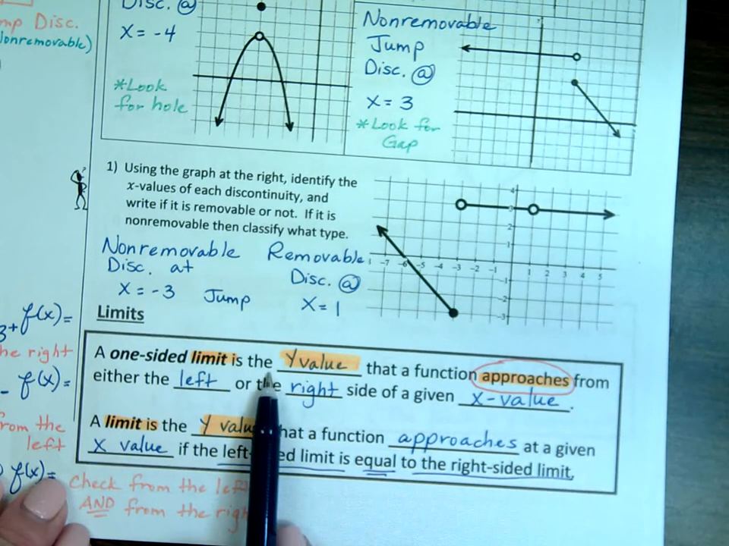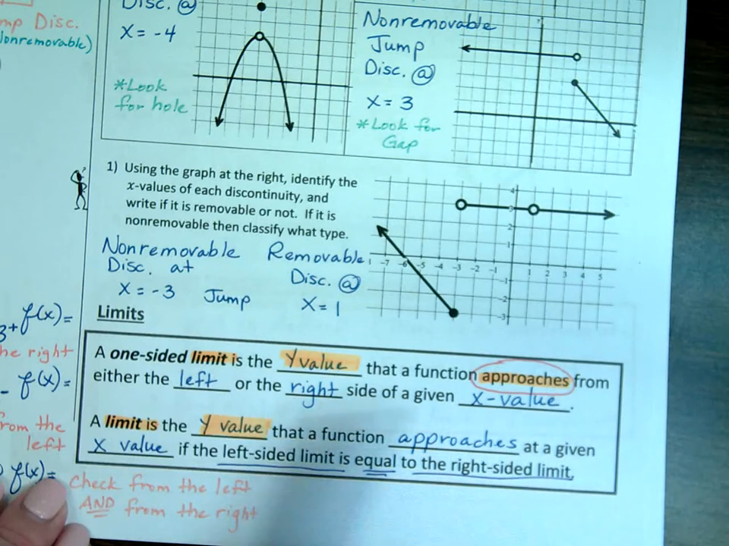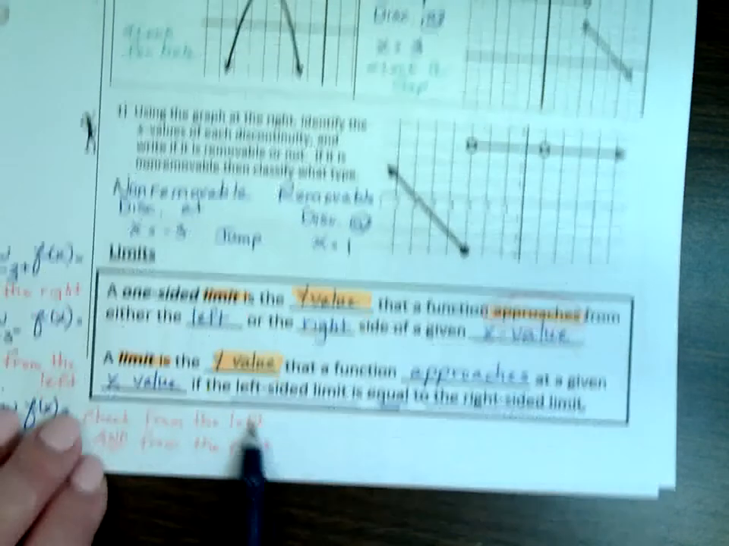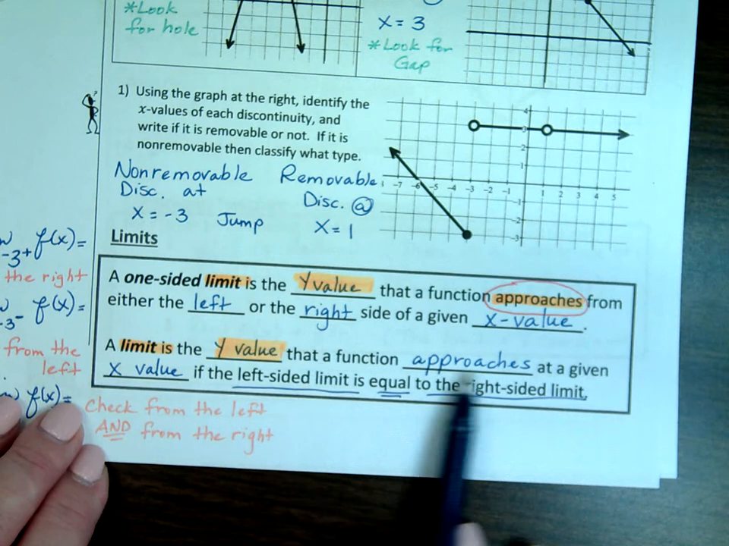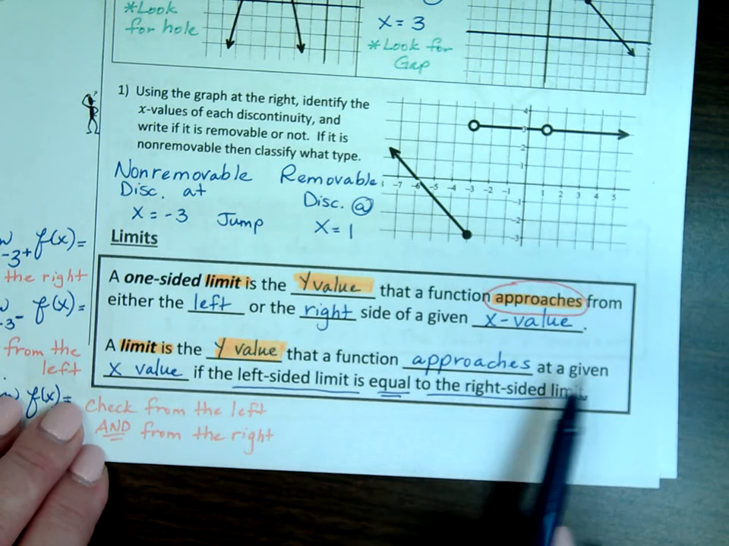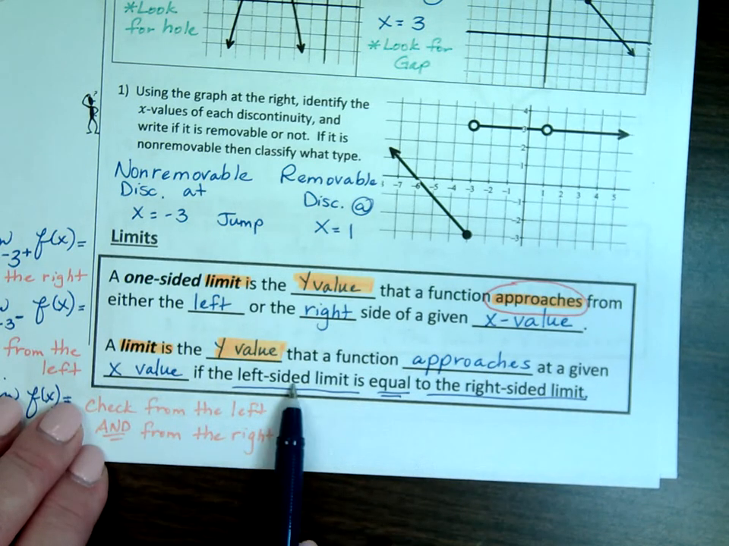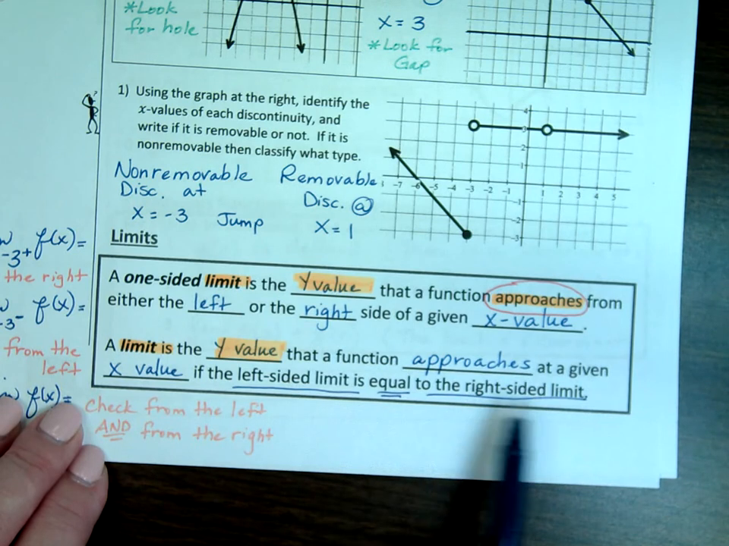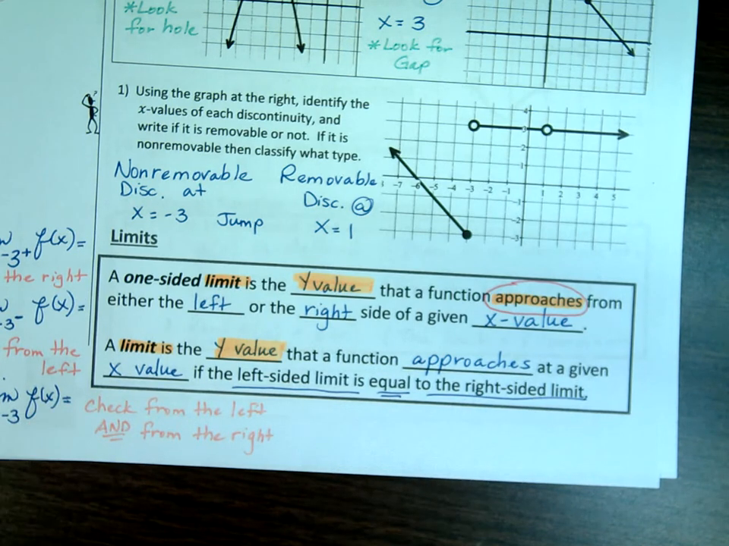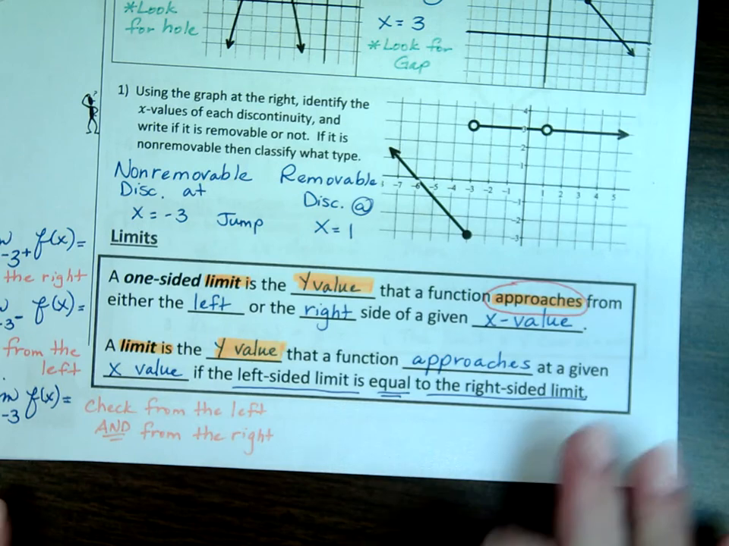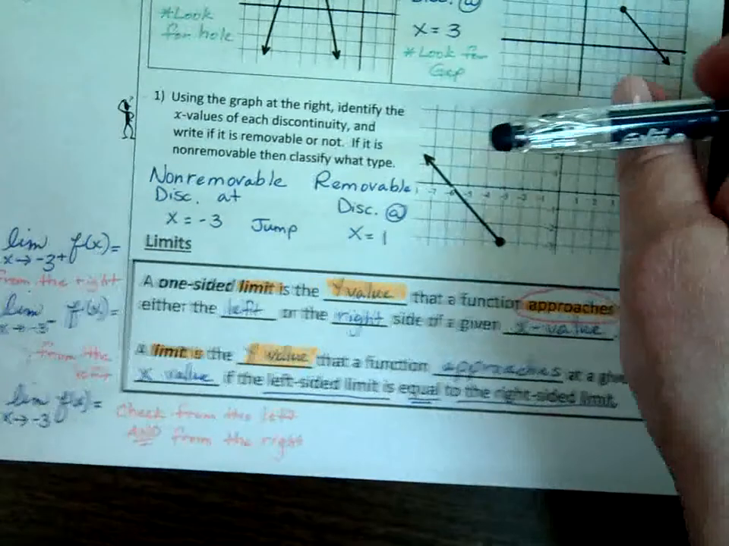A one-sided limit is the y value that the function approaches from either the left or the right side of a given x value. So you're looking to the left or you're looking to the right of a given x value. And the limit itself is the y value that the function, again that word approaches, at a given x value if the left-sided limit is equal to the right-sided limit. All right, then he gave some examples in that. Let me give you my margin talk here.